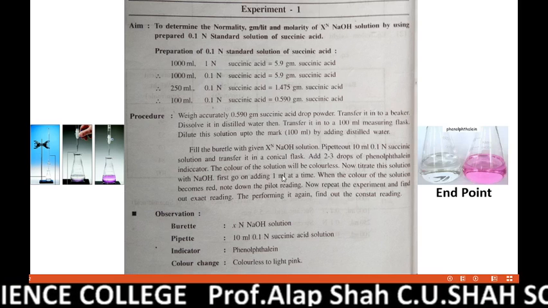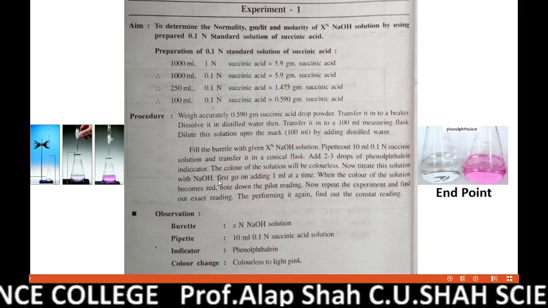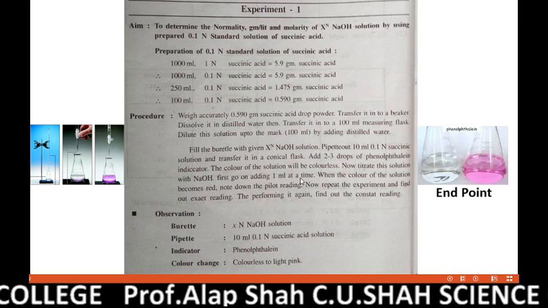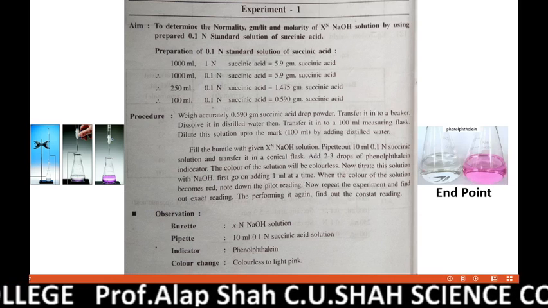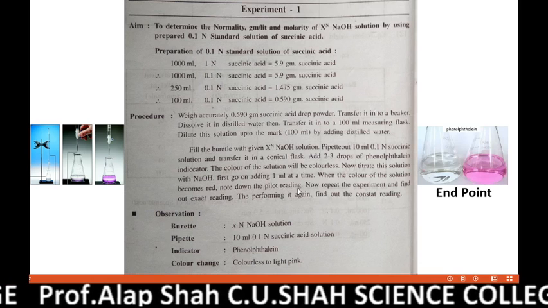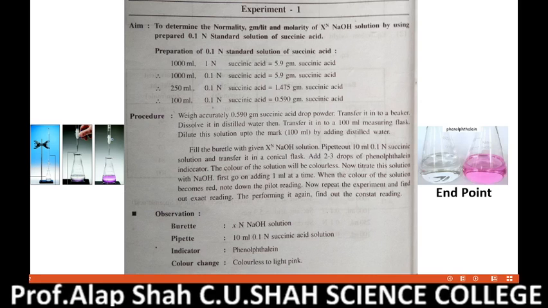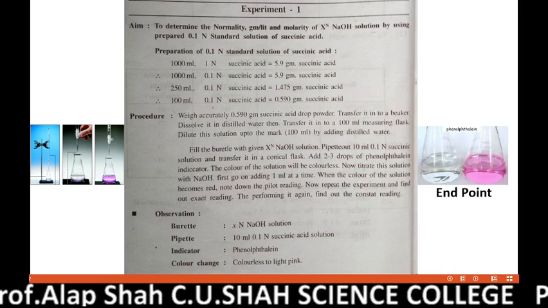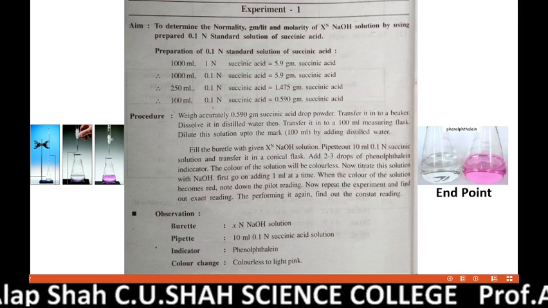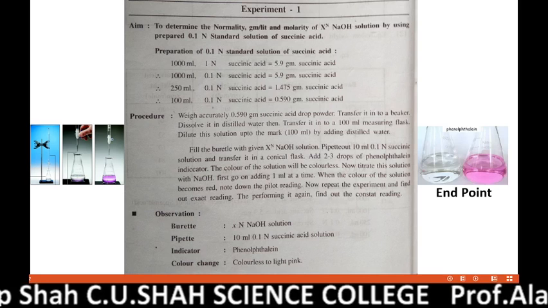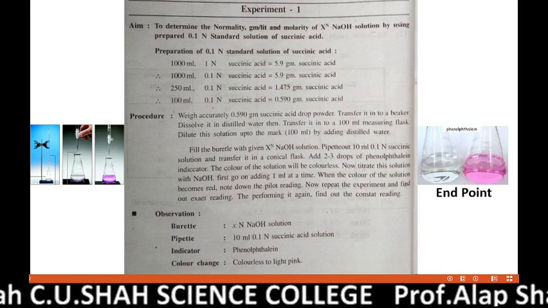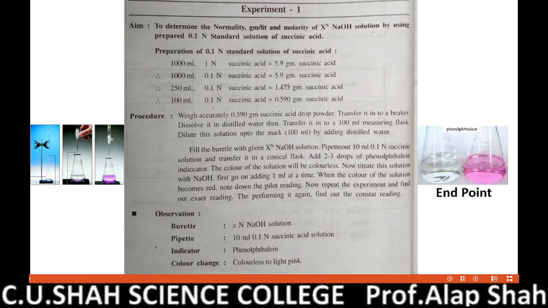Now titrate this solution with the NaOH filled into the burette. First, keep adding 1 ml at a time. When the color of the solution becomes red, note down the pilot reading. Friends, let me tell you, many teachers don't teach how to report pilot readings, but it is actually important because in titration, if we measure the pilot reading, then we can know the range of our reading.